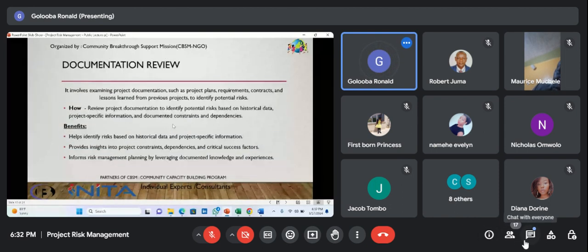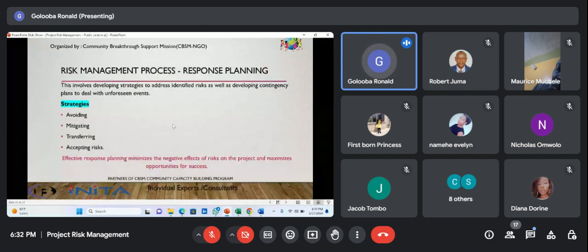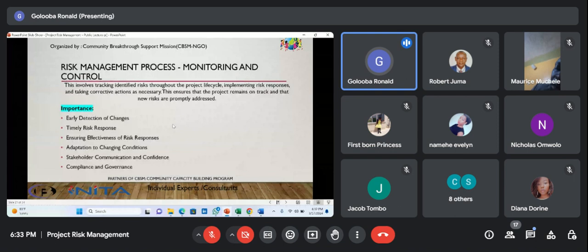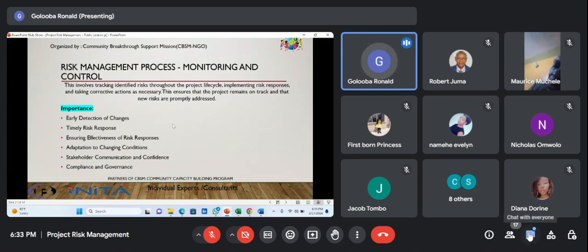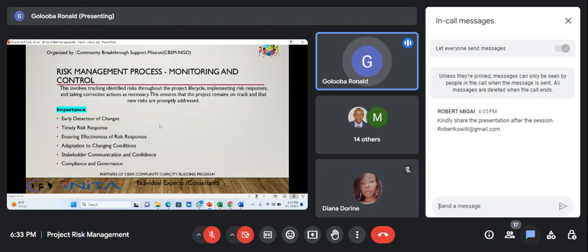So when you monitor and identify these risks, then you are able to proactively respond to them and also update your registers as you move forward. Some of the importances of monitoring and controlling risks is early detection of changes, and this leads to early and timely response to evolving risks, minimizing the impact on project objectives, and it helps prevent risks from escalating into larger issues that can disrupt the project progress.